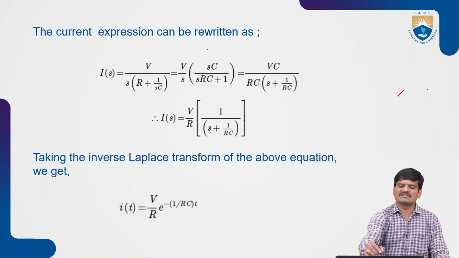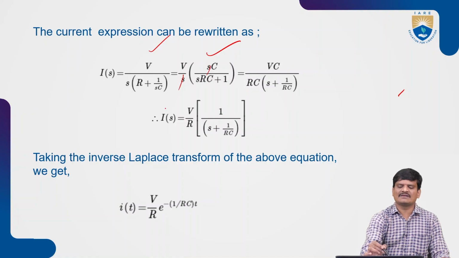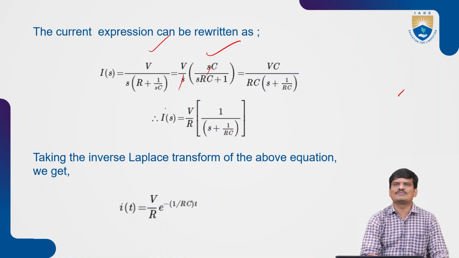So whatever I am doing is nothing but, from this expression, I am trying to take the V by S into SC by, just rearranging the parameters in the denominator that is present here. V by S into SC by SRC plus 1 equal to VC. VC by what? S gets cancelled in this particular expression. After cancelling those parameters, the expression obtained is VC by RC into S plus 1 by RC.